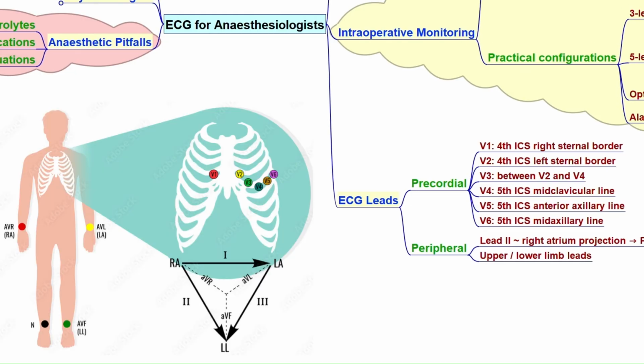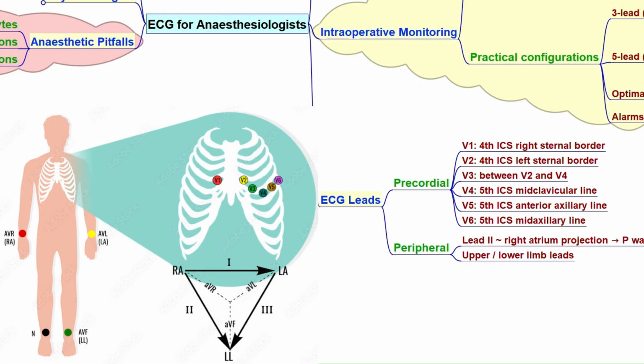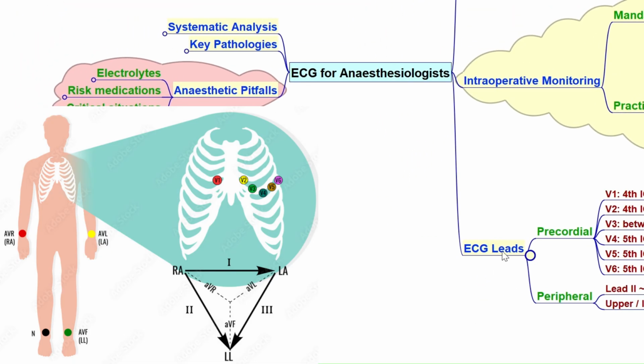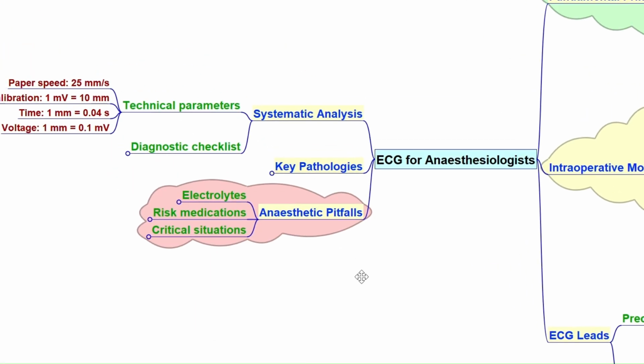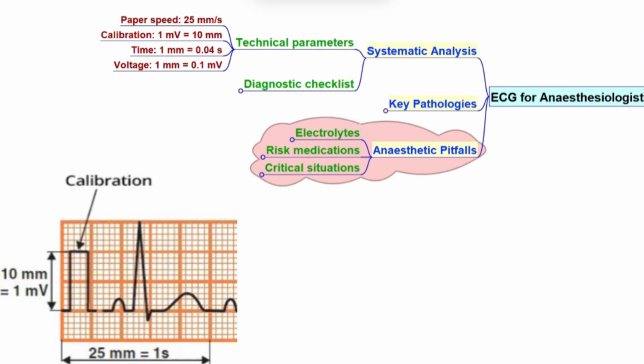For ECG leads, it's important to remember the precise positioning. V1 is placed at the 4th intercostal space next to the sternum, V4 at the 5th intercostal space mid-clavicular line, V5 at the 5th intercostal space anterior axillary line, key for detecting lateral ischemia. Lead 2 runs parallel to the right atrium and is ideal for analyzing the P wave. For technical setting, paper speed is 25 mm per second, and calibration is 1 millivolt equals 10 millimeters.